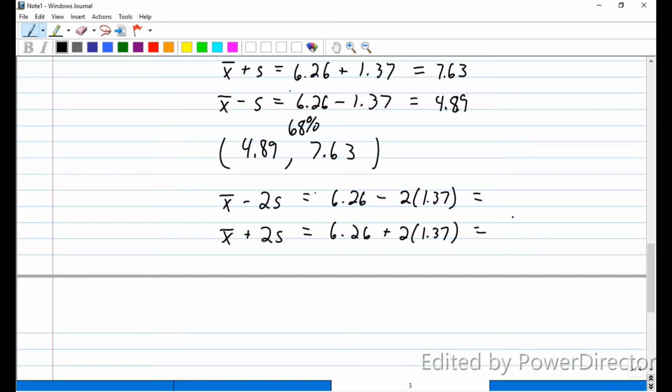Do that in the calculator. And it looks like the bottom number is going to be $3.52, and the top number is going to be $9 exactly. So the interval would be from $3.52 to $9. All right.